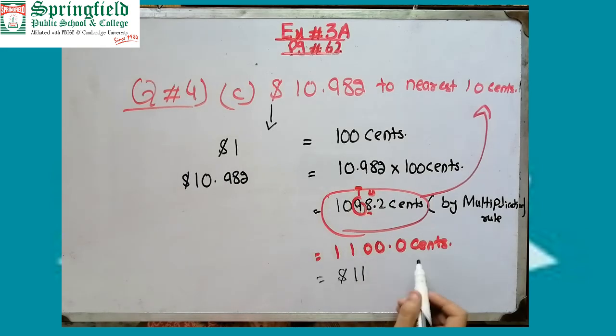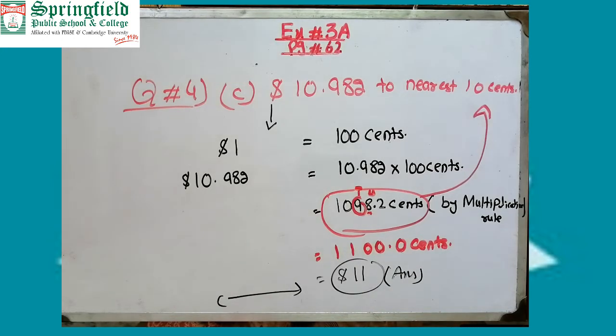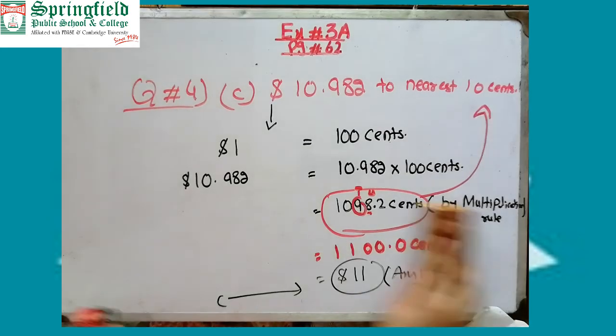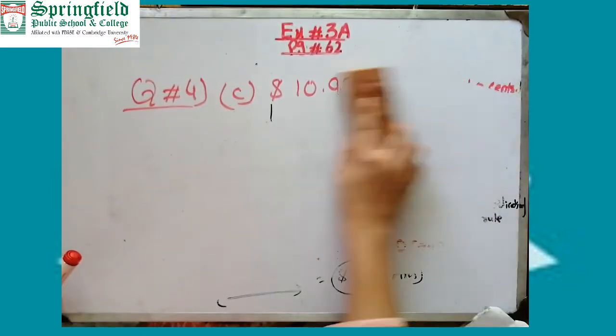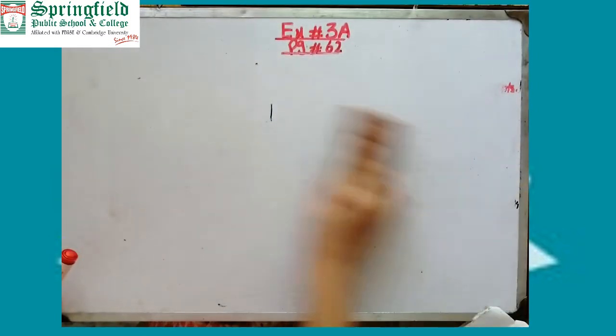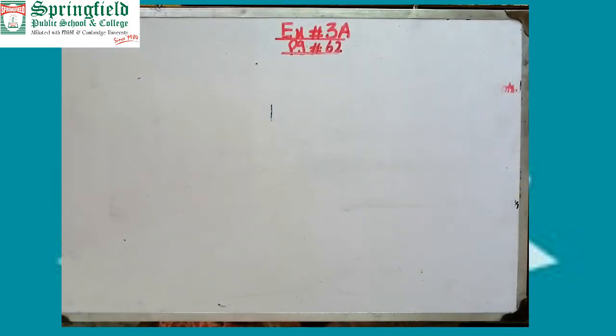And 1100 cents is equal to $11. You can write 1100 cents or $11. This is your final answer. Understood, beta? Okay. Now, in the last part, what are they saying?